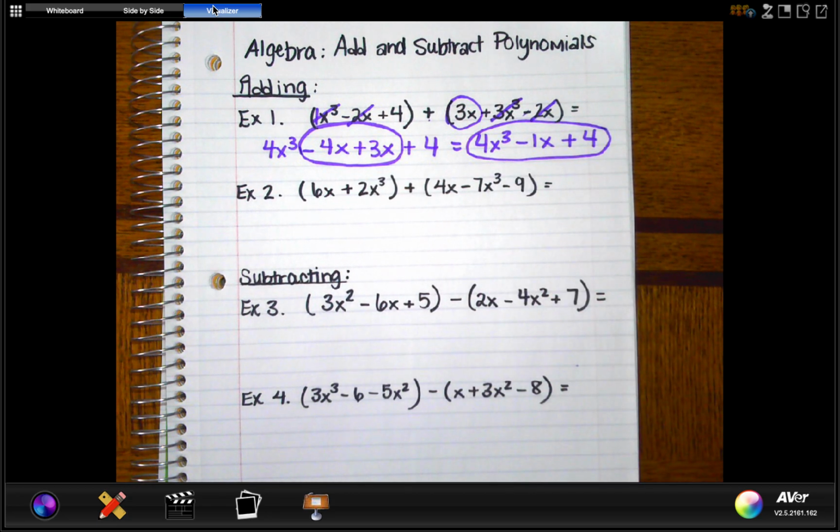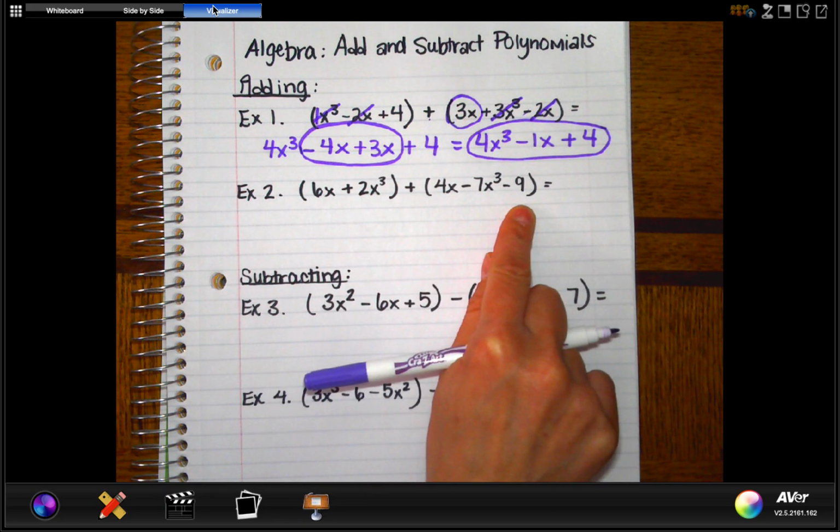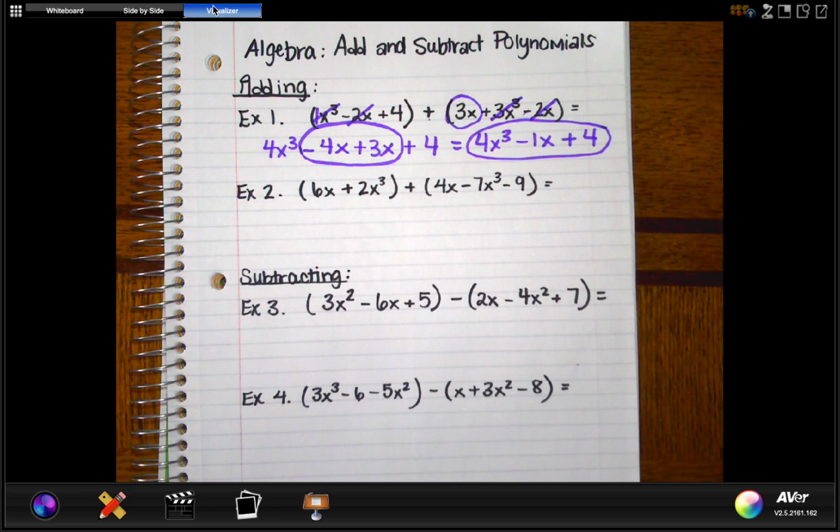Okay, let's do another example. Example 2 is similar. The only difference here is that I have a binomial and I'm adding that to a trinomial. So don't let that confuse you. Sometimes there's just not going to be anything that matches up to add together.